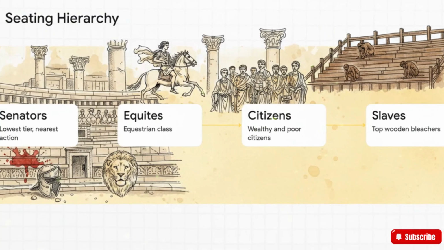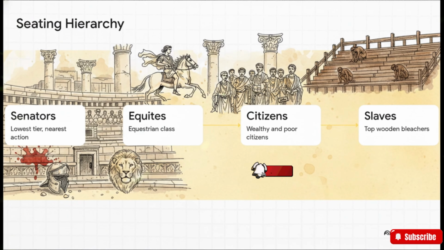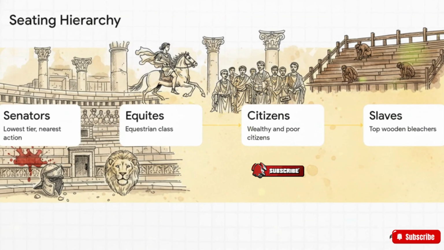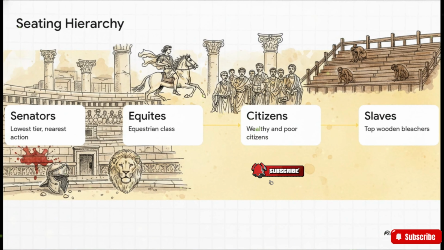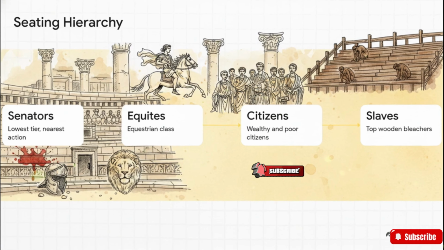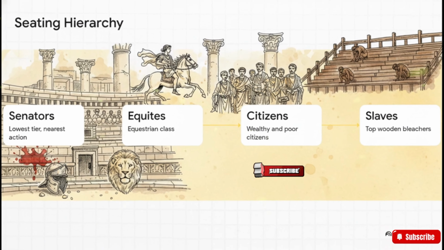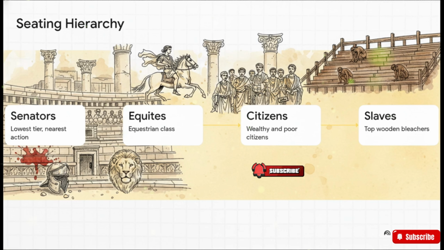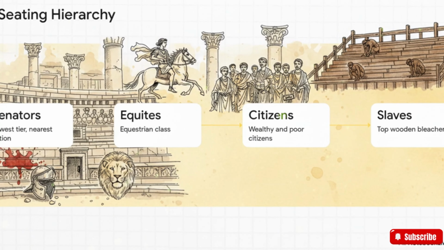But walking into the Colosseum was fundamentally a socially reinforcing act. Walk through this seating hierarchy with me for a second. At the very bottom tier, right up close to the blood and the action, you had the senators and the elites. Just above them, the equestrian class, then the ordinary Roman citizens, and way up at the top on the wooden bleachers sat the poorest citizens and slaves. This strictly segregated seating physically put every single Roman in their place. Yes, you were watching a show, but you were also watching society ordered perfectly around you.